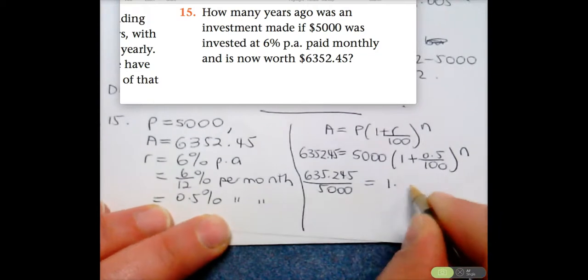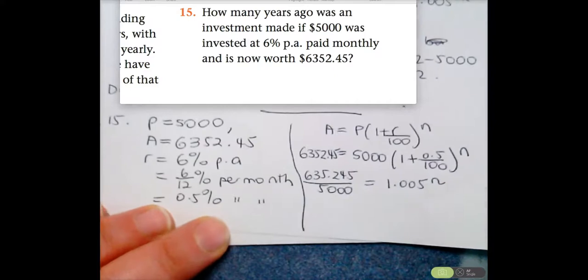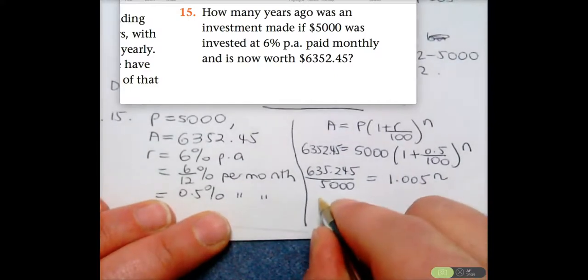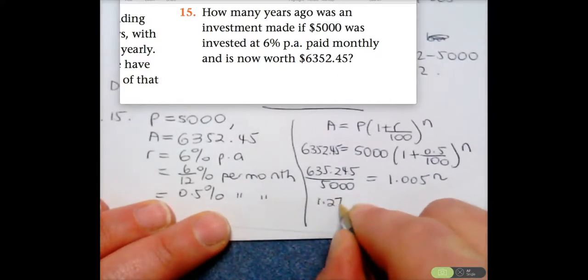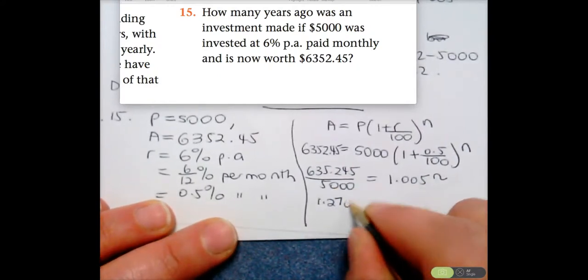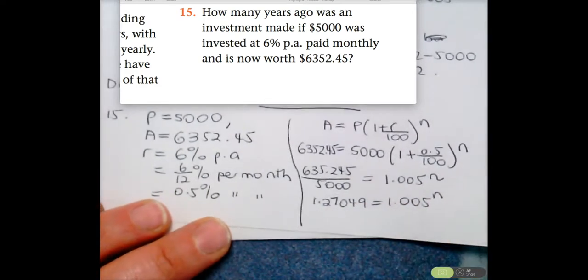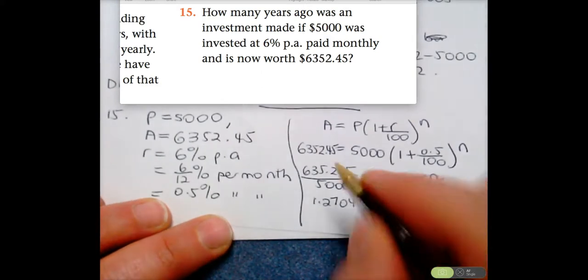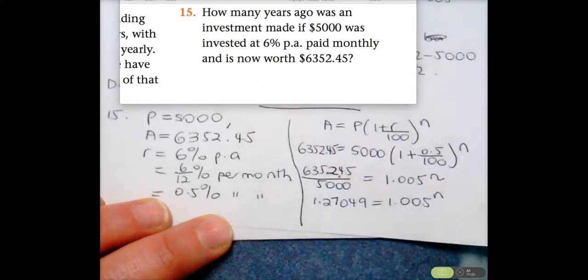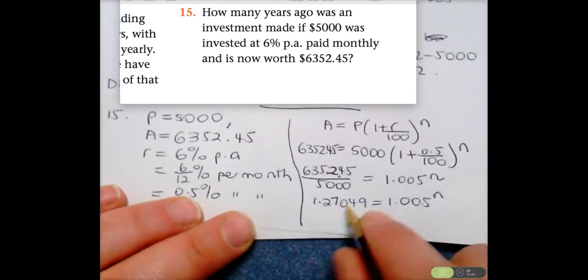So 6,352.45 divided by 5,000 equals 1.27049, equals 1.005 to the n. Exactly. So no rounding off. I can double check. Equals 1.005 to the n. Obviously, it's not 635, it's 6,352.45. Yeah, no, that's okay. I just wrote it wrong. Yeah, 1.27 etc. Now, just make sure that's not rounded off.